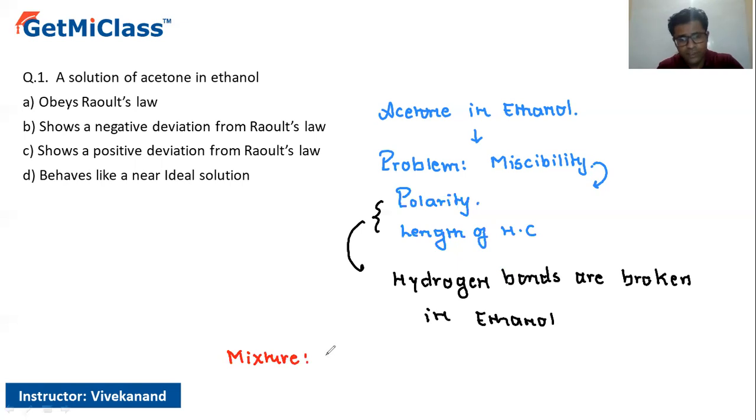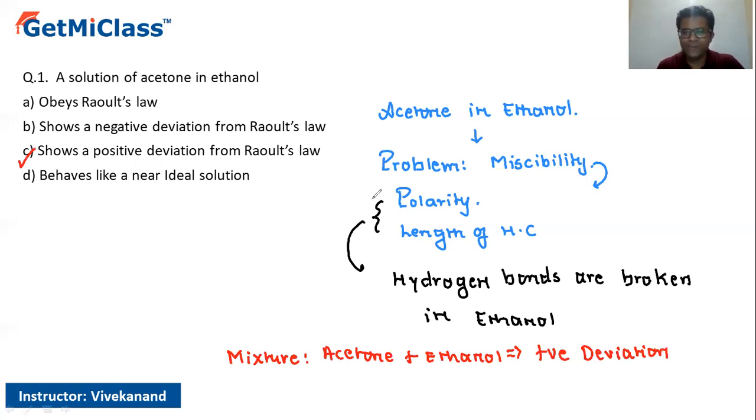Now as they are broken in ethanol, as a result of which this particular mixture, that is of the acetone and ethanol, it acts as a particular mixture showing a positive deviation from Raoult's law. Thus, our answer here is the option C, shows a positive deviation from the Raoult's law.